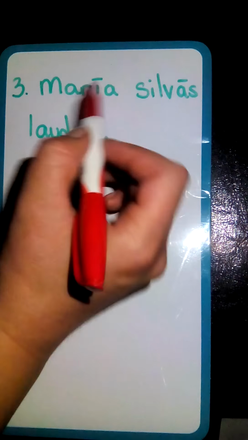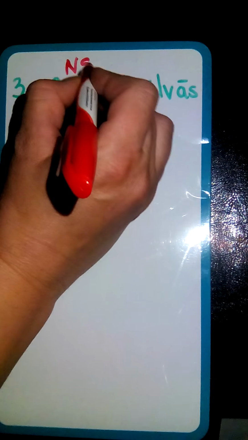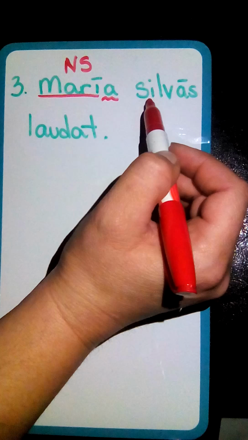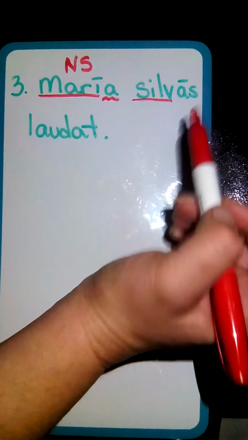Next up, we have number 3, which is Maria silvas laudat. So Maria is our stem, and A is our ending. Well, the only place we have a short A in the first declension is our nominative singular. So that is very easy to identify Maria as our subject. Then we have silvas, and silv is our stem and AS is our ending. And AS, if we look at our first declension endings, is only accusative plural. So we'll go ahead and write accusative plural.